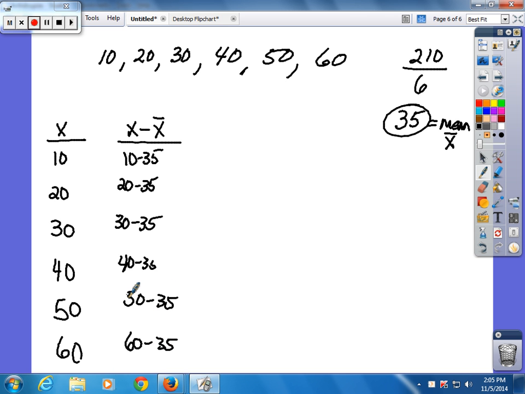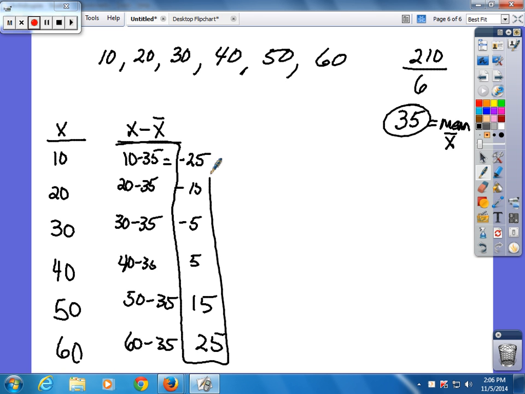Now you don't have to do this in a column. You can do it in your calculator or in your head. The number is what's important. Right here, negative 25, negative 15, negative 5, and here's where we start to go over: 5, 15, and 25. These are the numbers that you need for your calculation. So these numbers right here technically are in this column.